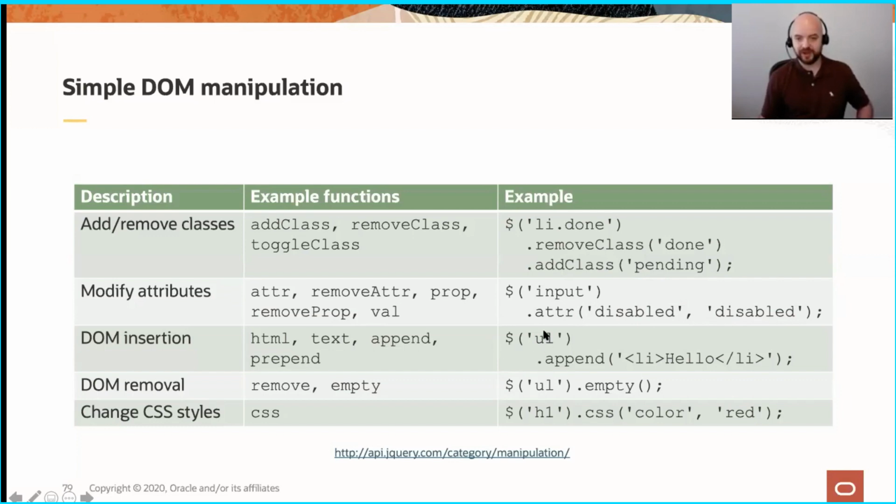Here I'm selecting an unordered list using append to put a new list item at the bottom of the list. And if I use prepend, it would go to the top of the list. Here we have remove and empty. I'm using empty to clear out the contents of the unordered list. Remove would not only empty the contents, but also the element itself. And then if I want to target individual or groups of CSS properties, we have the CSS method, and I can change, for example, the color to red, as you saw before.